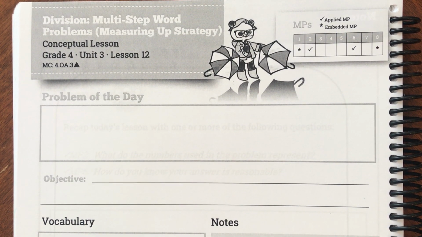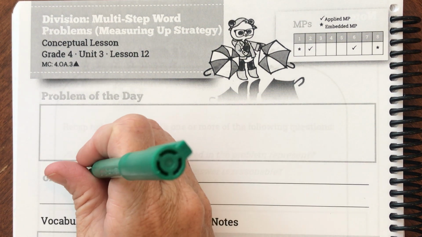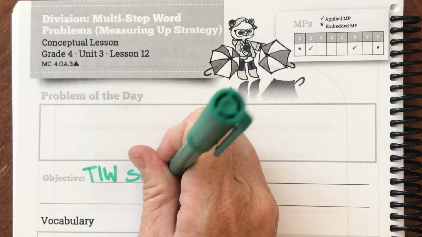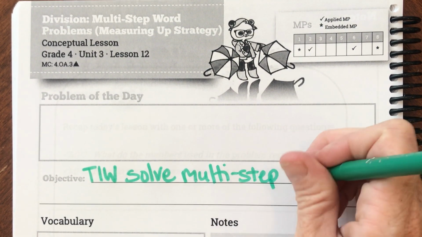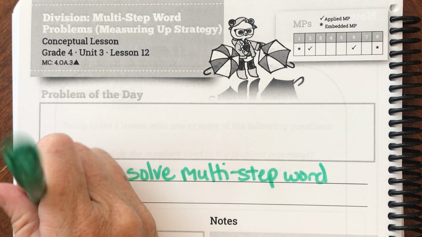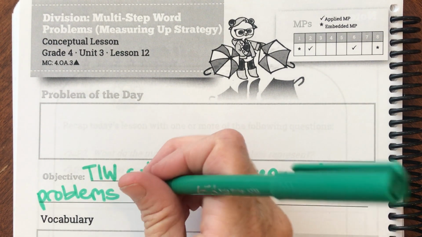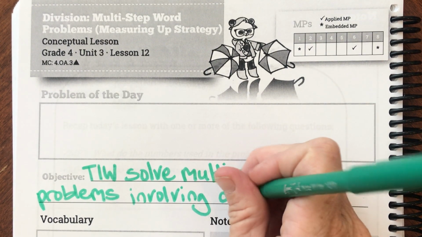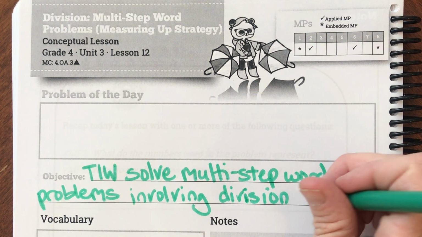Today we're on page 239, and our objective today is: today I will solve multi-step word problems involving division using the measuring up strategy.